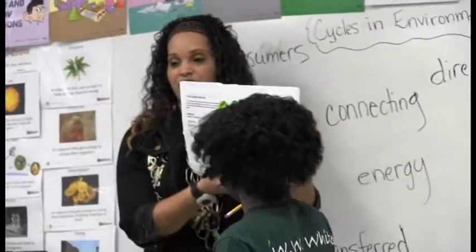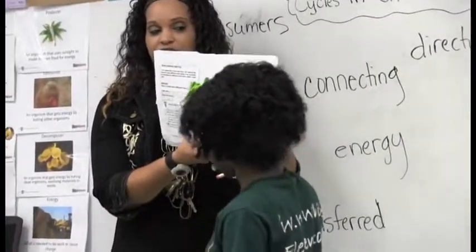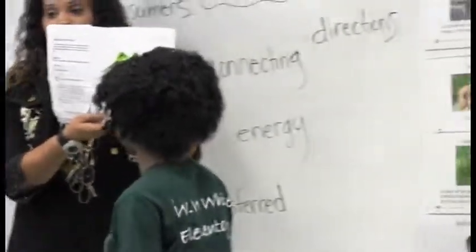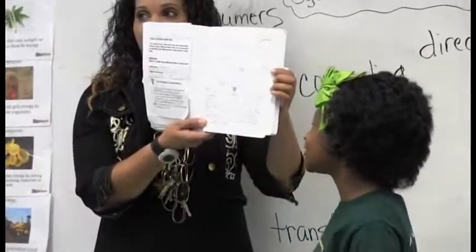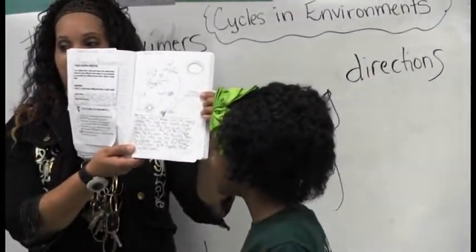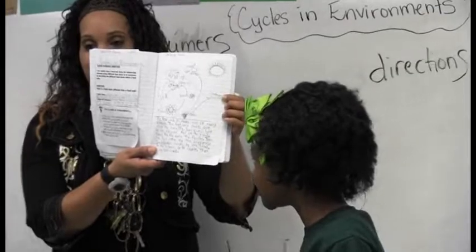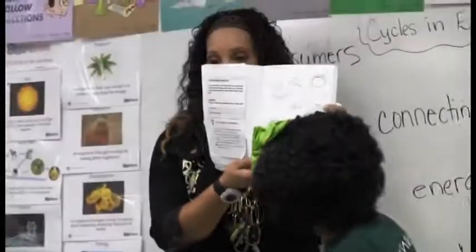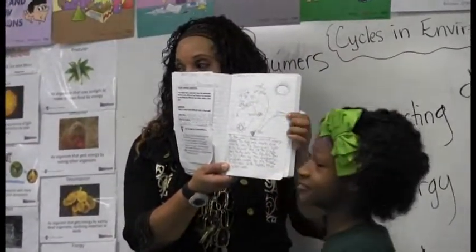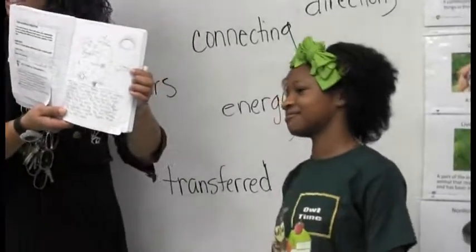The food web is made out of many chains. The food web starts out with the sun. The sun gives light to the flower for it to grow. Next, the fly eats the flower, then the fly is eaten by the dragonfly. The dragonfly is eaten by the toad. The toad is eaten by the coyote, and that is the food web. Excellent.